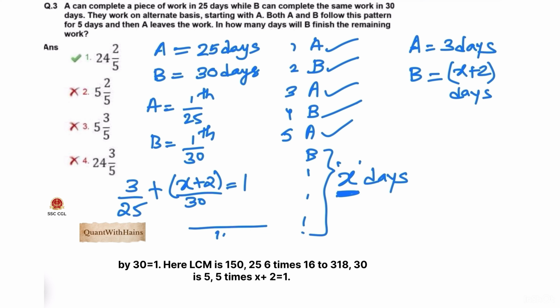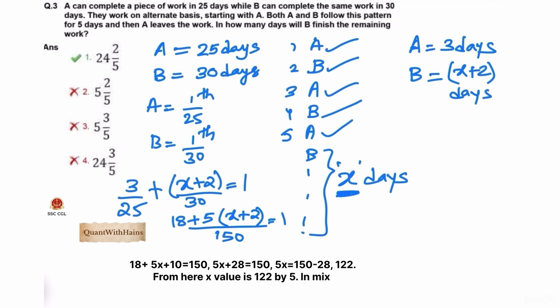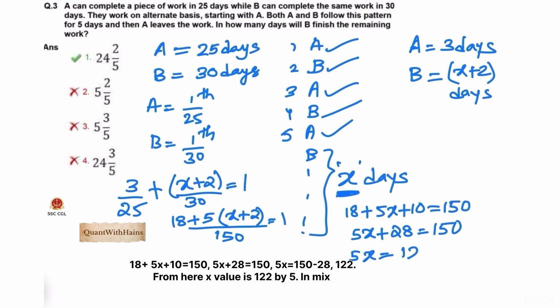Here the LCM is 150. 25 six times, 6 into 3 is 18. 30 is 5, 5 times X plus 2 equals 150. 18 plus 5x plus 10 equals 150. 5x plus 28 equals 150. 5x equals 150 minus 28, that is 122. From here the X value is 122/5.